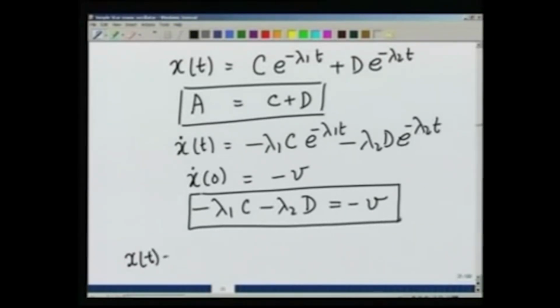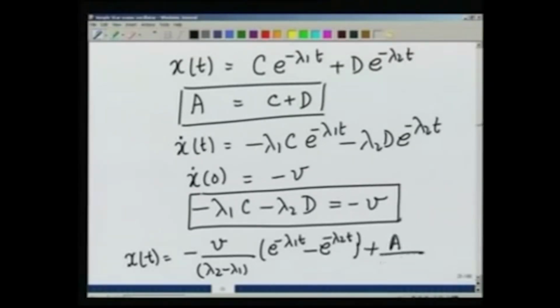in this case comes out to be minus v over lambda 2 minus lambda 1 times e raised to minus lambda 1 t minus e raised to minus lambda 2 t, plus a over lambda 2 minus lambda 1 times lambda 2 e raised to minus lambda 1 t minus lambda 1 e raised to minus lambda 2 t. Let me write this solution neatly on the next page.